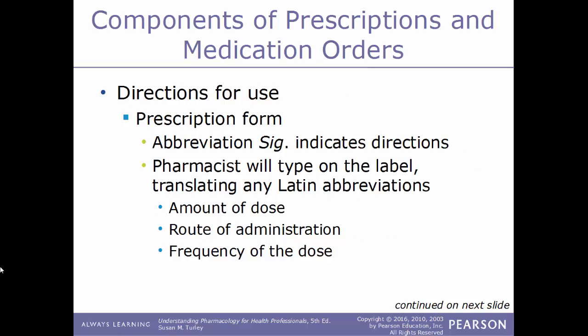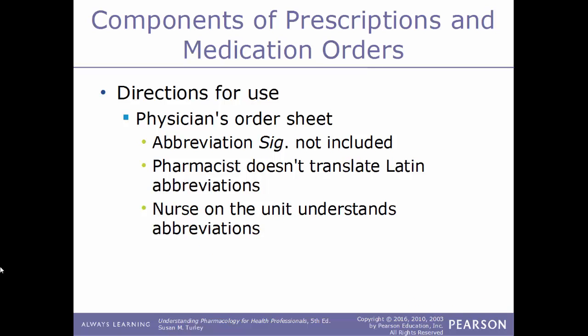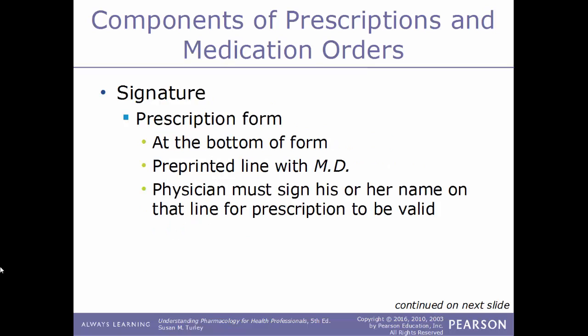Directions for use. On a prescription form, the abbreviation SIG indicates directions. So the pharmacist will type on the label, translating any Latin abbreviations, which would include the amount of the dose, the route of administration, and the frequency of the dose. When it comes to the physician's order sheet, the abbreviation SIG is not included, and the pharmacist doesn't translate the Latin abbreviations, because at that point people should know what the abbreviations stand for. It's not necessary to translate. And then of course the signature on the prescription form will be found at the bottom of the form.